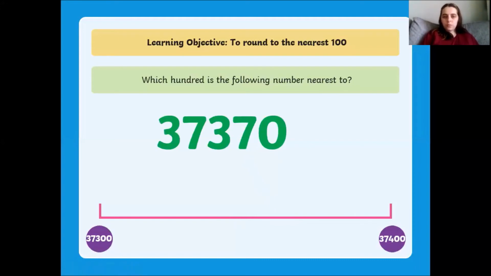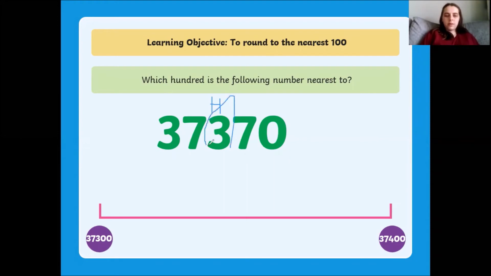Okay, so here, again, I'm looking at the nearest 100. Let me try annotating this. Okay, so I need to identify my hundreds column. I'm going to the nearest 100. This is my hundreds column.